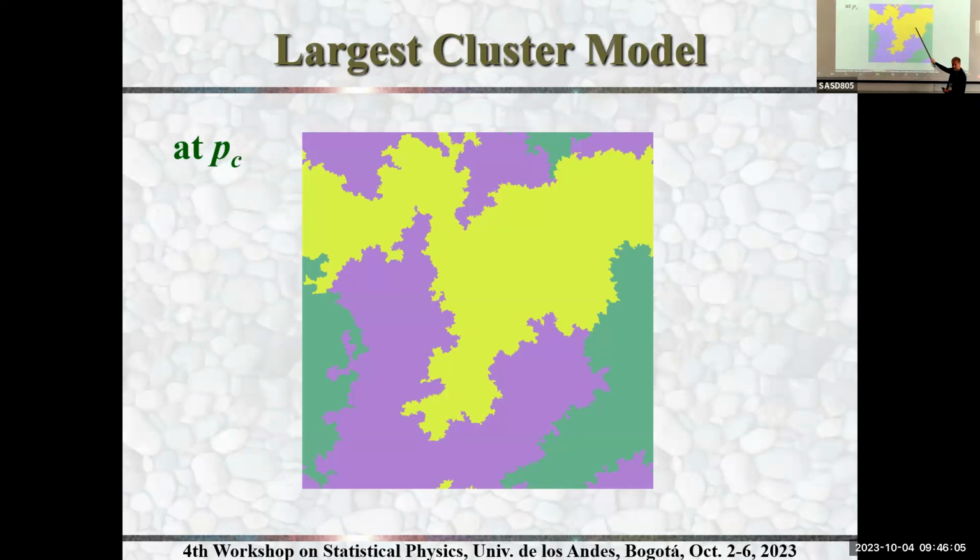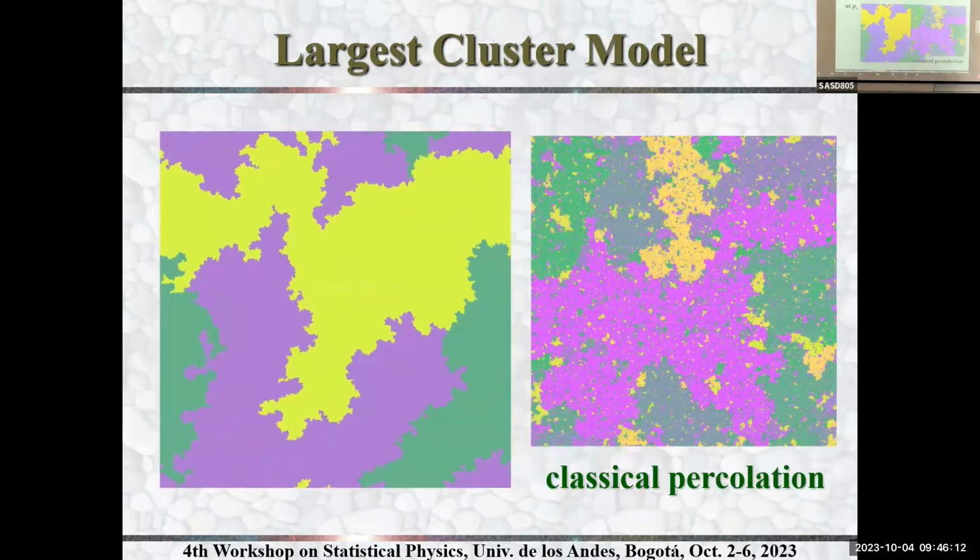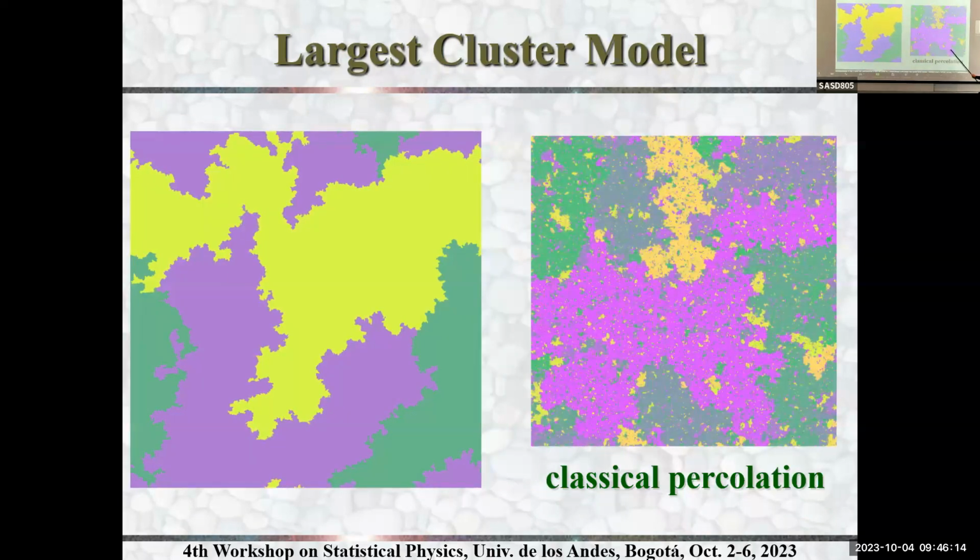They have no holes. Yeah? And they are big. They're all big. There are no small clusters. Let's compare this to classical percolation. This is how classical percolation looks at PC. And this is how this largest cluster model looks at PC.